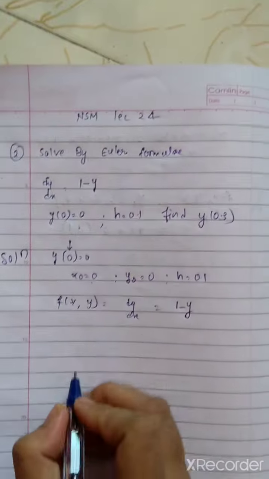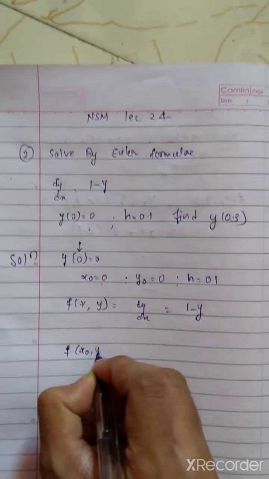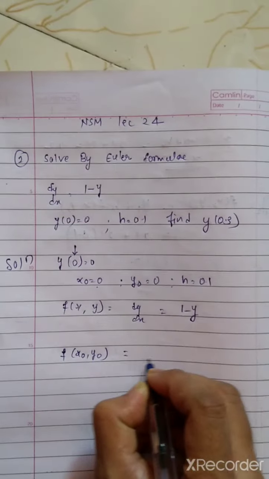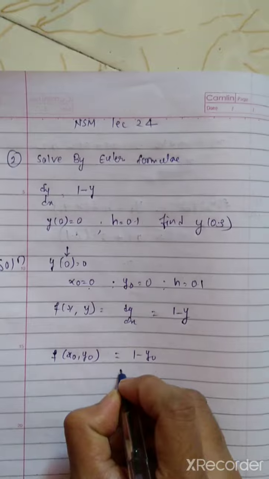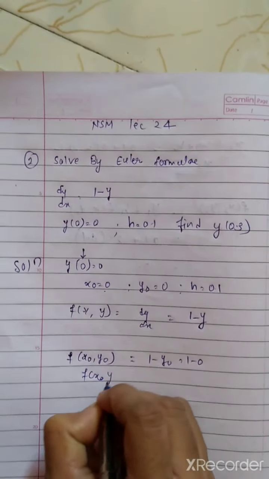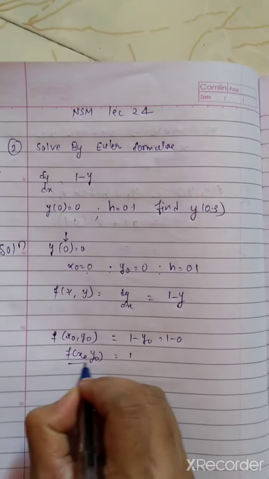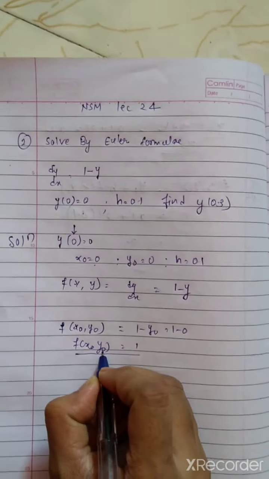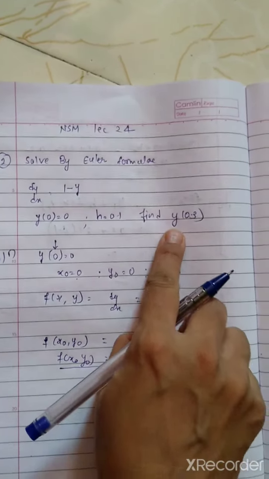Solution. Our f of x comma y, which is equal to dy by dx, is 1 minus y. So initially we have to find f of x0 comma y0. So this will be 1 minus y0. y0 का value is 0. So 1 minus 0, our f of x0 comma y0 will be 1. Okay, now we have f of x0 and y0. What we have to find? y of 0.3.